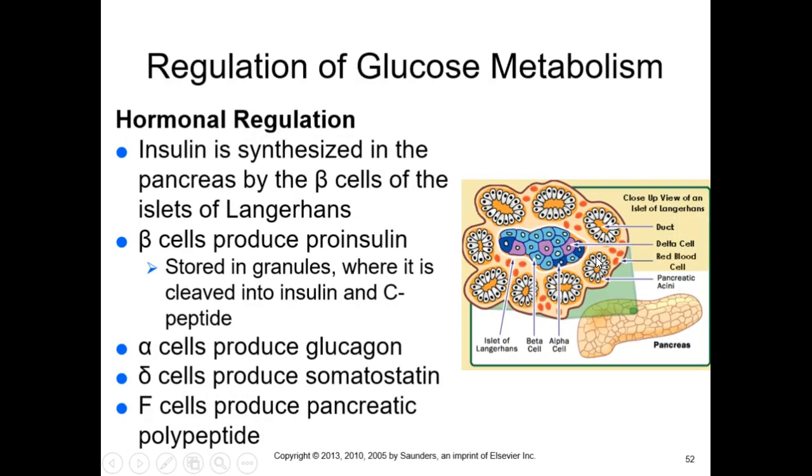Now again, hormonal regulation. Insulin is synthesized from the beta cells of the pancreatic islets. Old school term for that is islets of Langerhans. You also have alpha cells producing glucagon. So these are actually antagonists. Insulin decreases blood sugar by initiating uptake of glucose into the cell.